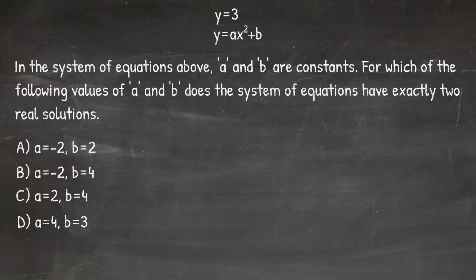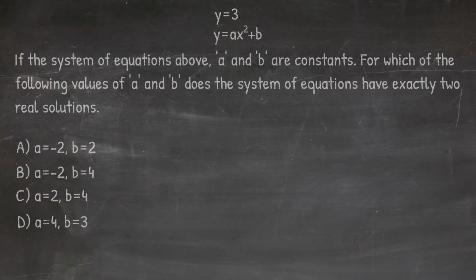In the system of equations above, a and b are constants. For which of the following values of a and b does the system of equations have exactly two real solutions? We're given two equations, and from the answer choices A, B, C, and D, we need to select the one pair that results in exactly two real solutions.